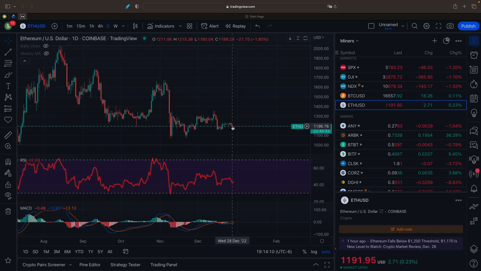Ethereum closed today, was down also, was down 1.8%. It closed at 1,189. We hit a low of 1,180 and a high of 1,215, and it is mirroring basically what Bitcoin is doing as well.